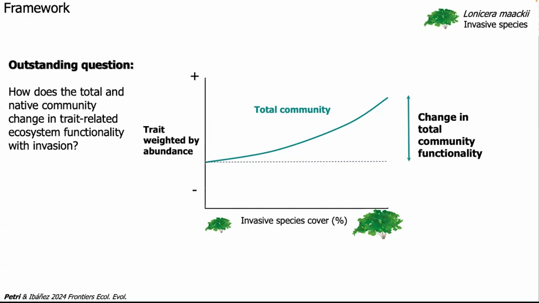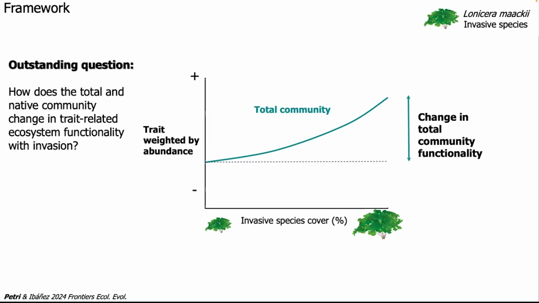to high cover, on the y-axis is our trait weighted by abundance of those species in that area. When we think about the total community, what I mean is the natives and the invasive species that are in that area. One way we can think of that community changing is that as we increase invasive species cover, the invasive species is going to have a higher abundance, and then that trait value is going to increase as we increase invasive species cover.